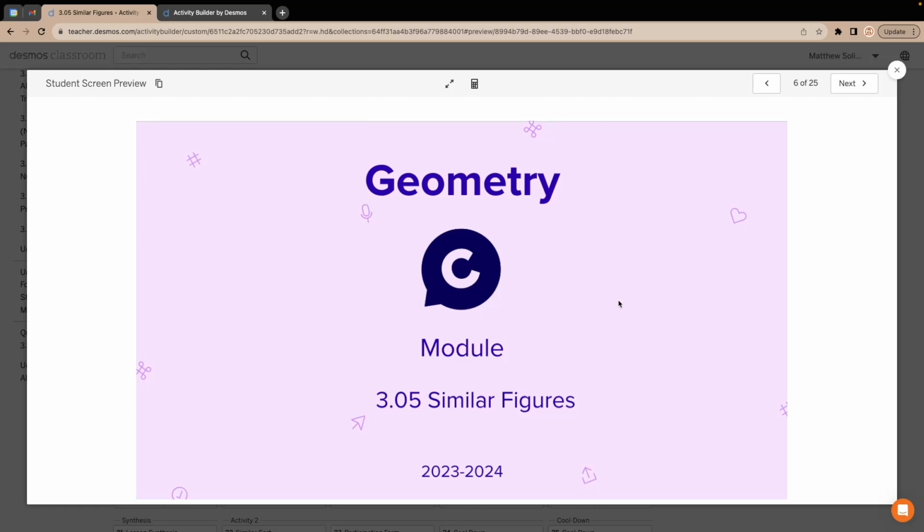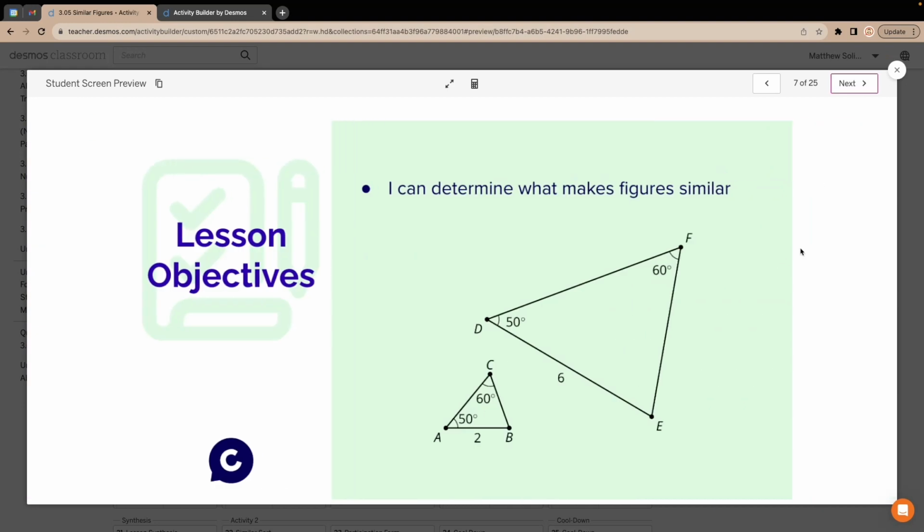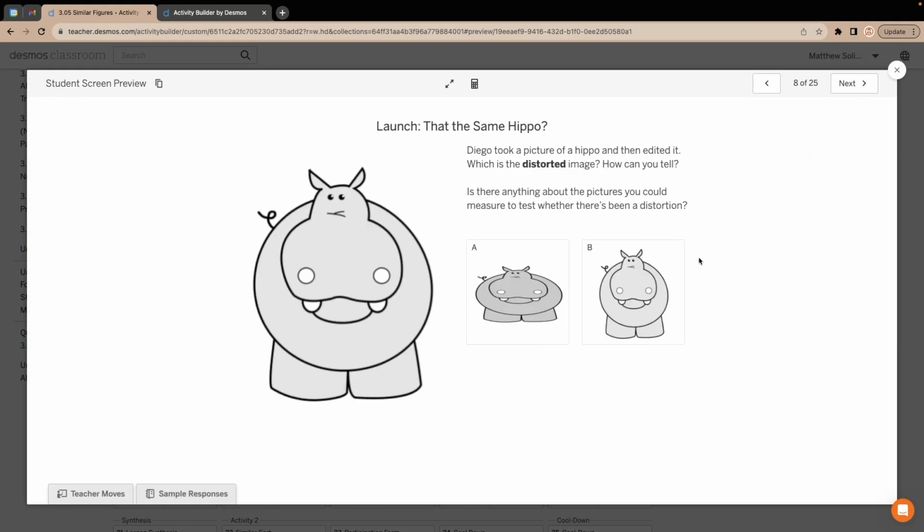Now we're going to start talking about similar figures, which is basically dilations, but we're going to notice specific things about these shapes that stay the same or maybe change. So we're going to talk about angles, and we're going to talk about sides in similar figures.